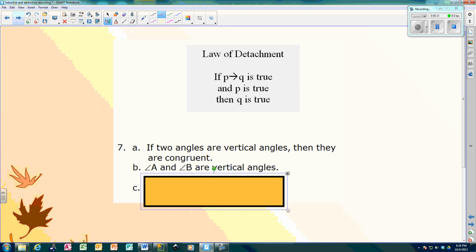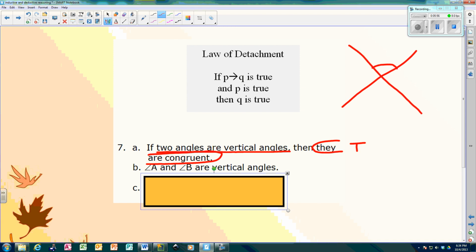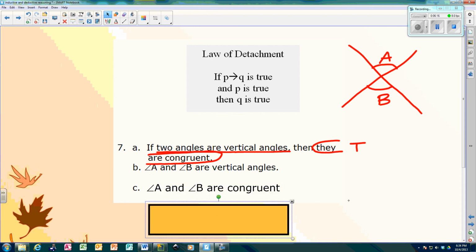So let's take a look at some examples. Okay, the law of detachment. If two angles are vertical angles, so here is my hypothesis, then they are congruent. So here is my conclusion. So if P, then Q. So is that true? If two angles are vertical, then they are congruent? Yes, that is true. Because if you were to take two angles, this angle is congruent to this angle because they're vertical. So if angle A and angle B are vertical, then Q, they are congruent, must be true. So angle A and angle B are congruent.